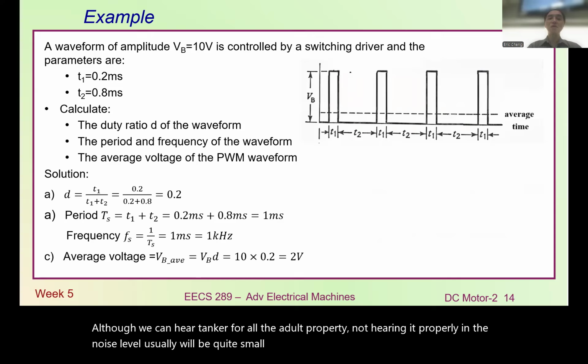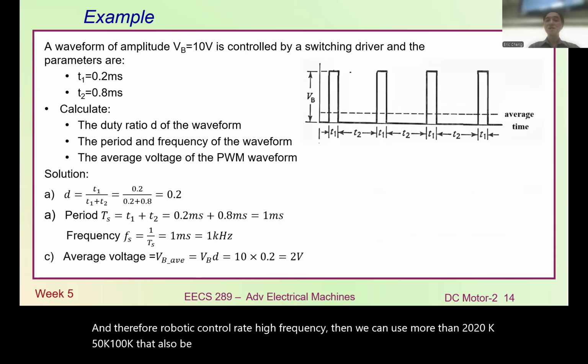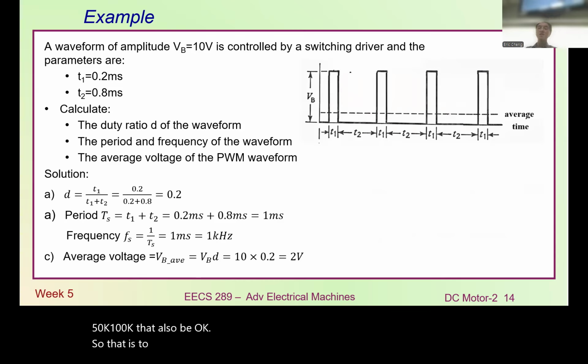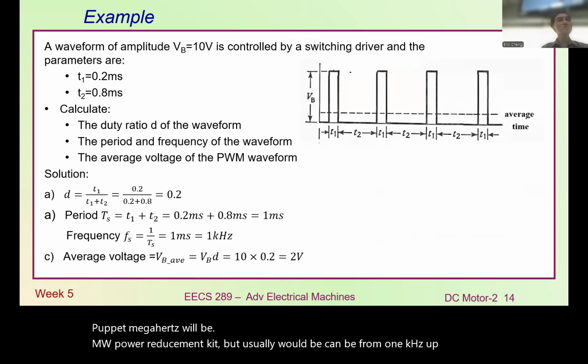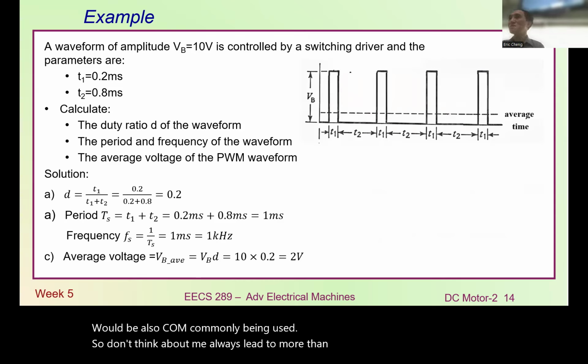And then for robotic control, really high frequency, we can use more than 20K, 50K, 100K, that would also be okay. So 1 kilohertz is for really, really high power, probably megawatt power. Usually it can be from 1 kilohertz up to 100 kilohertz, which will also be commonly used. So don't think we always need more than 20 kilohertz. We would like to, but probably we cannot always do that.